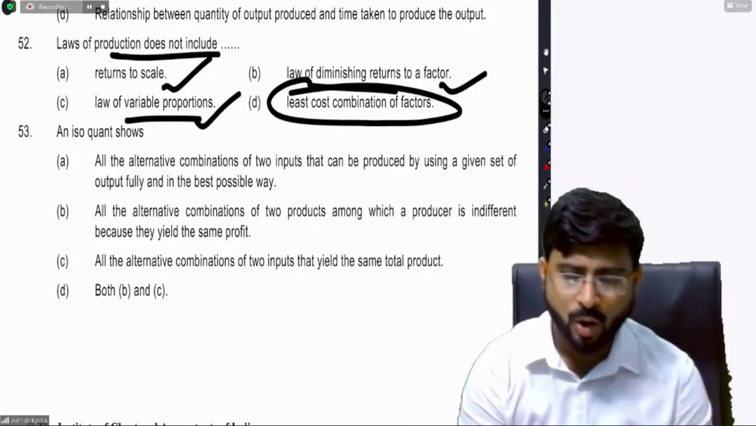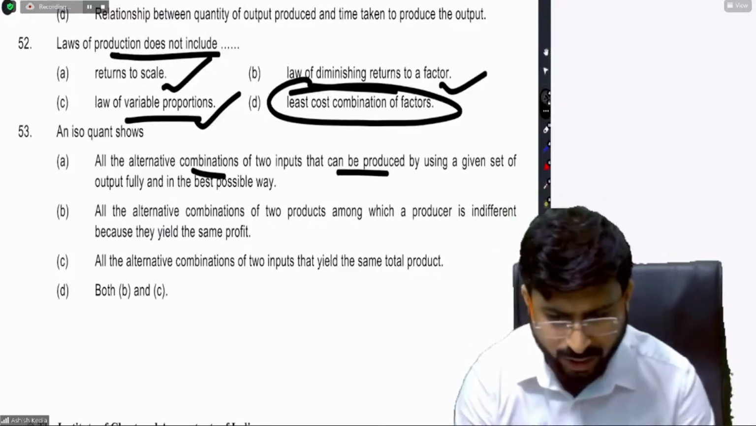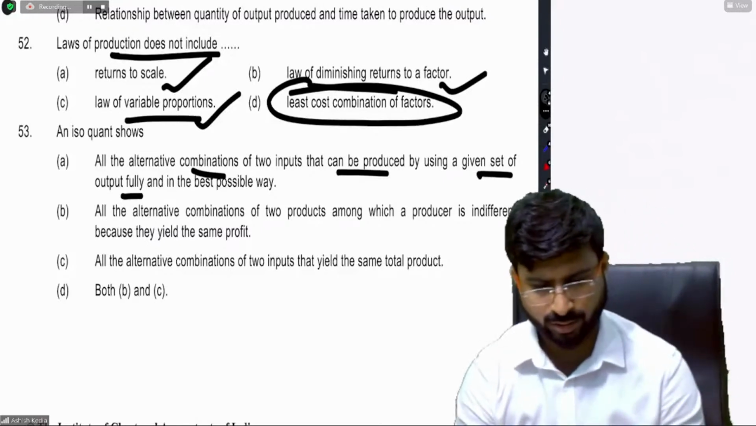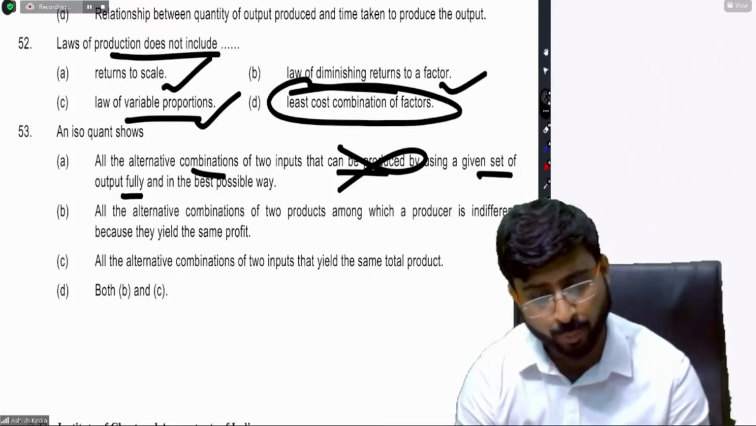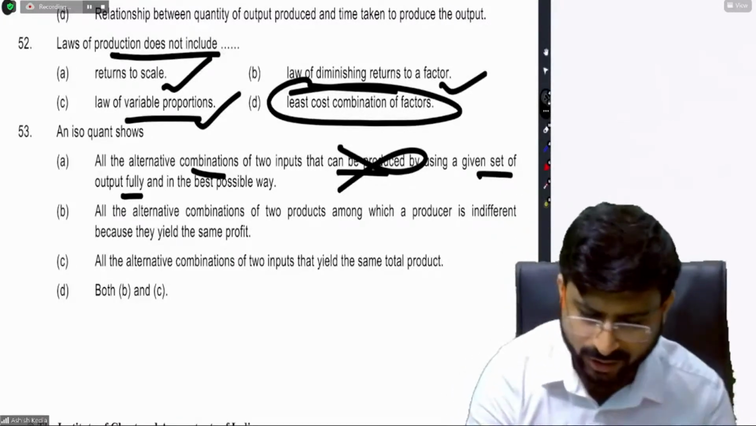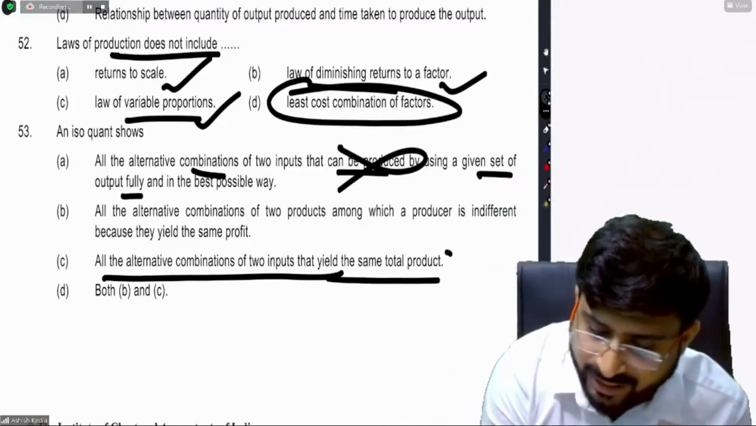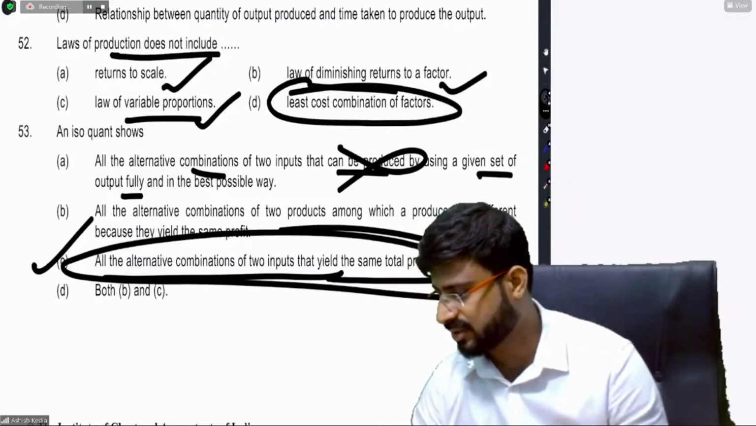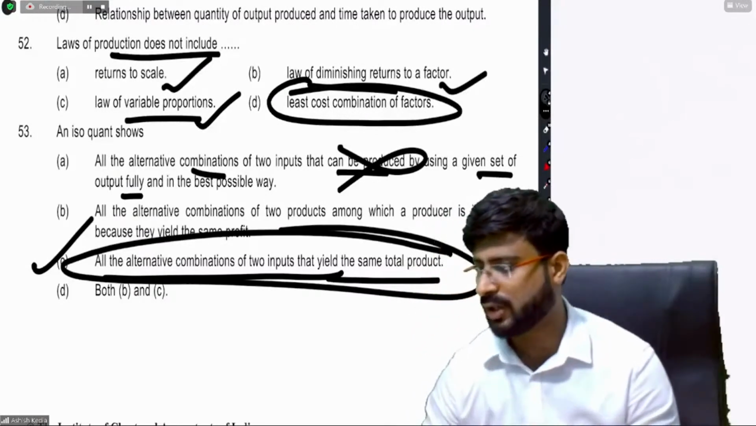An isoquant shows all alternative combination of two inputs that can be produced by using a given set of output. Oh my God. How can output be used to produce input? No. All the alternative combination of two products among which a producer is indifferent because they yield the same profit. Don't think so. Okay. All the alternative combination of two input that yield the same total product. That is it. C is correct. 53C is correct, friends. Very good. Good to see that all of you are answering C only.